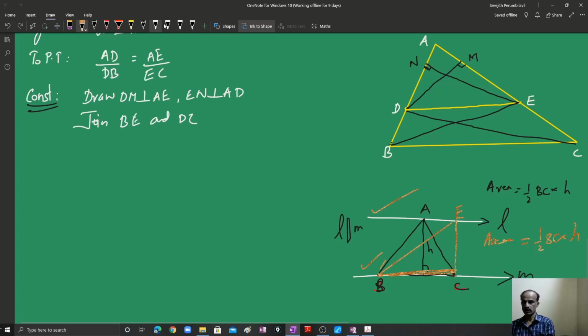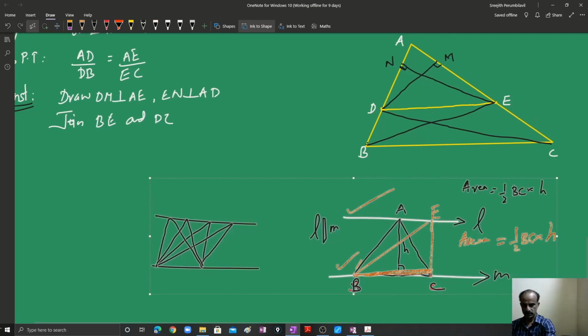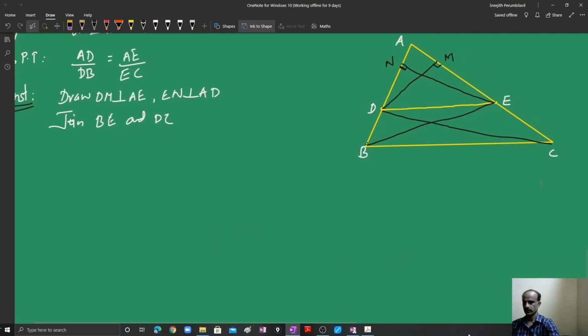I will draw one more example here, then I will clear it off. There are two parallel lines. The area of this triangle is the same as this triangle, the same as this triangle, the same as this triangle. Got the idea? They are all triangles with a common base lying between two parallels. Clear? This is what we have learned last year, in 9th. So just remove it. Now come back to the theorem.